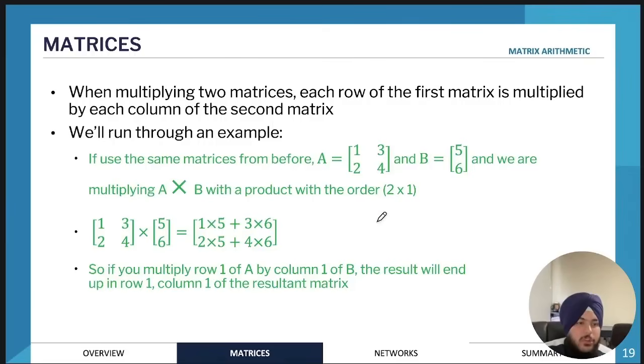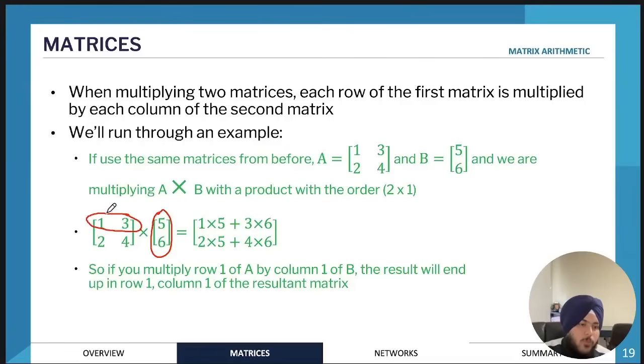So the actual process for multiplying is a little bit weird when you first start doing it. But once you start doing it, it becomes really easy. So the way that we do matrix multiplication is we take the numbers in the first row and we multiply that by the numbers in the first column of the second matrix.